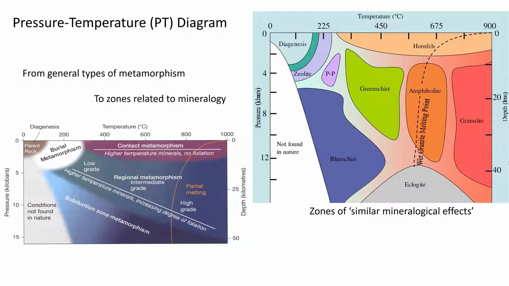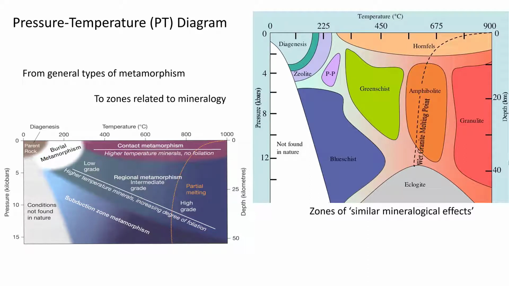Bringing it back to this pressure-temperature diagram, the version of this graph on the left from your chapter reading this week shows the general types of metamorphism for the various zones of pressure and temperature, including contact metamorphism, regional metamorphism from low grade through to intermediate and high grade toward the partial melting zone.